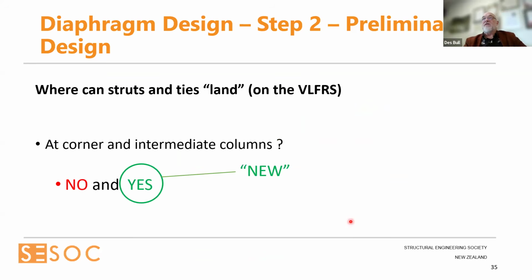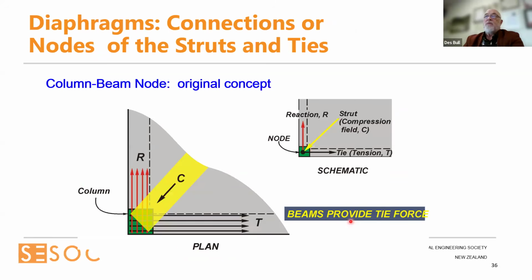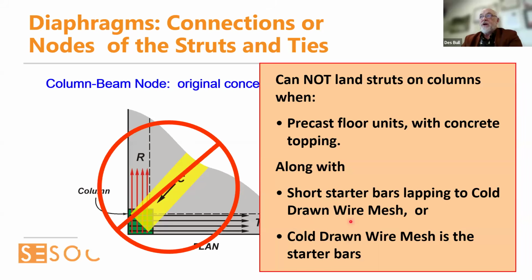Where can struts and ties land on the vertical lateral load resisting systems? At the corner or intermediate columns? We'd normally say no, but now we can also say yes. It's introducing a newer idea, an old idea revisited. We'd normally say 25 years ago, land your compression struts in the corner of your frame, that's okay. Then we said, no, you can't do that. And this is the reason, and this applies today still.